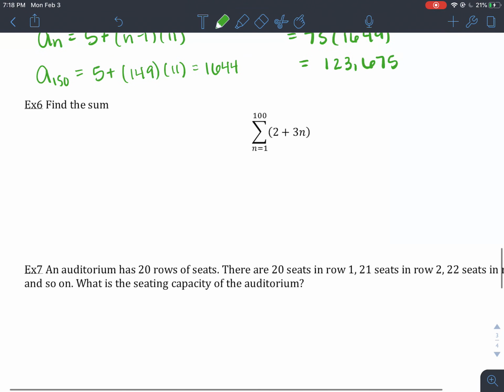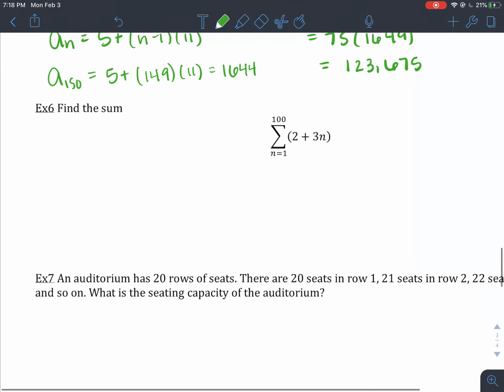All right, 2 more examples. Example 6 here, we're finding our sum. Now this is written in our summation notation. So we are adding from n equals 1 to 100. So this is asking us to find S sub 100, our 100th partial sum. That's what this is looking for. But the way our formula is written is currently not in our nth term form of an arithmetic sequence.